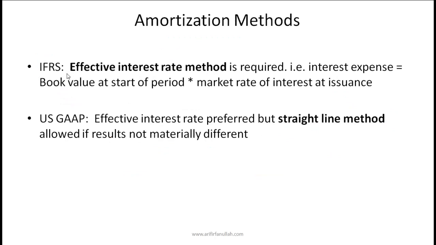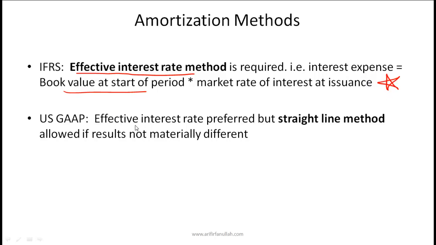Amortization methods. IFRS requires us to use the effective interest rate method, where the interest expense is equal to the book value at the start of the period multiplied by the market rate of interest at issuance. And this is exactly what we have done all along in our examples as well as in our explanation, and this is what you must know.